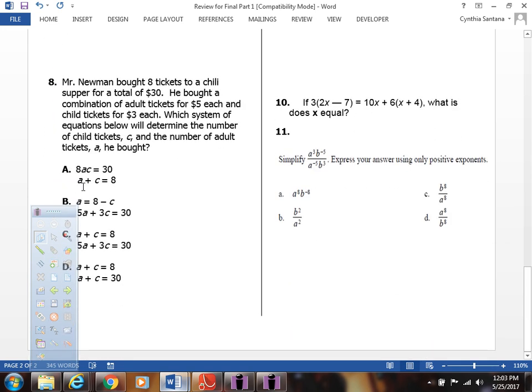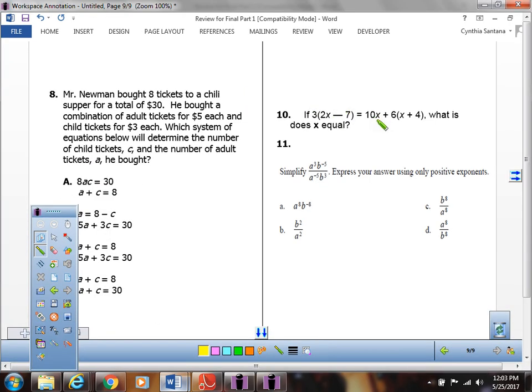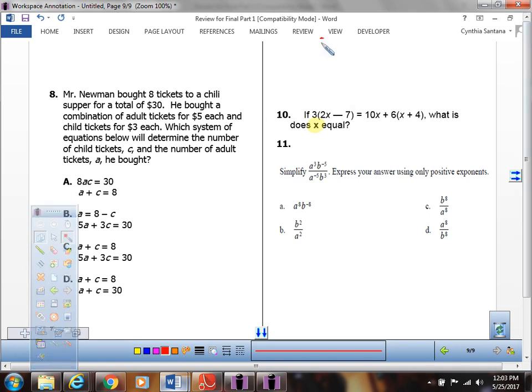Alright, let's look at number 10 next. It says if 3 times 2x minus 7 equals 10x plus 6 times x plus 4, what is the x equal to? So what can we do with this problem? Well, one, you could work it out, which a lot of you might be able to if you remember your skills. You can do it up here at the top where we have a little bit of room. Let's do 3 times 2x minus 7 equals 10x plus 6 times x plus 4.